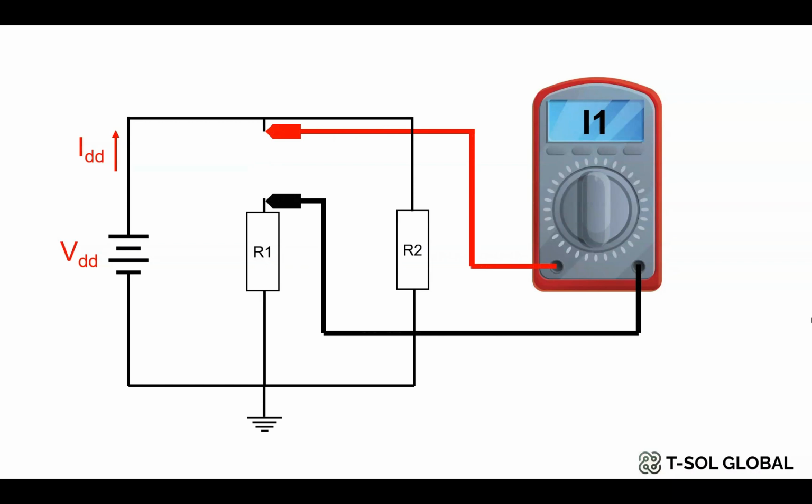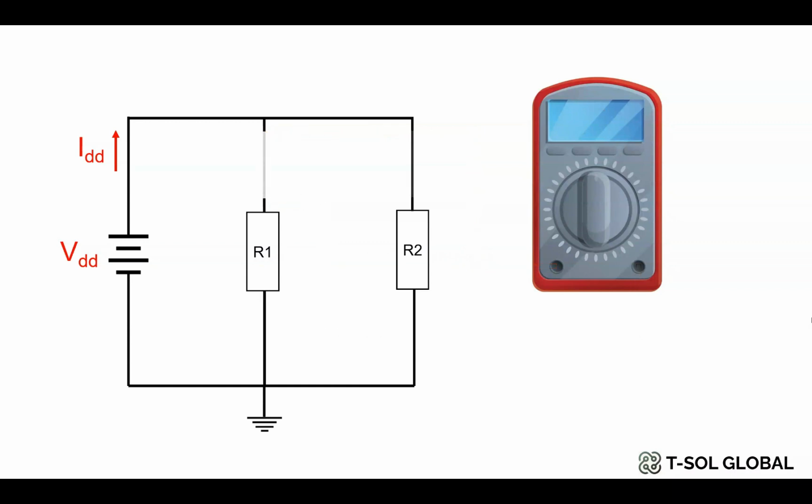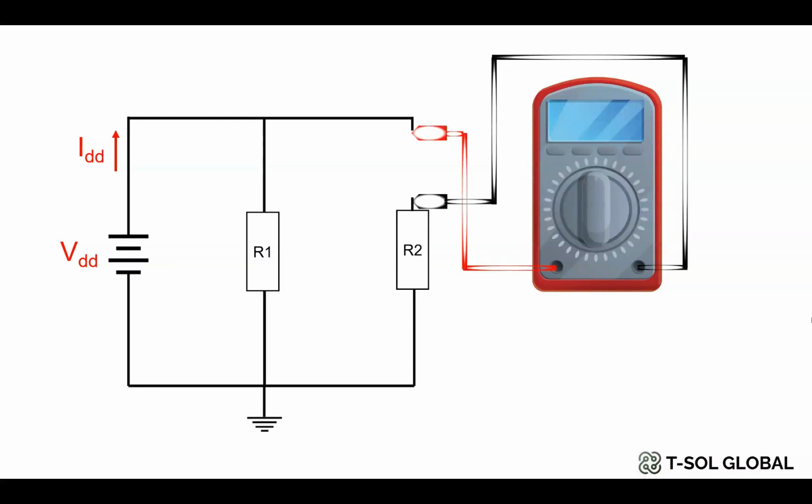Similarly, to measure the current in the R2 resistor, you have to first remove a part of the wire from the R2 resistor, which is going from the power supply or the main connection to the R2 resistor, or you can also remove a part of the wire from the ground part, so the part which is going from the R2 resistor to the ground. And then you have to connect the probes of the multimeter in that location, and this will give you the I2 current.